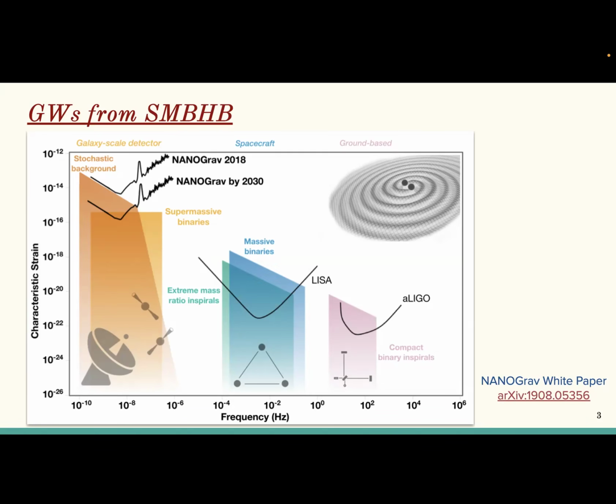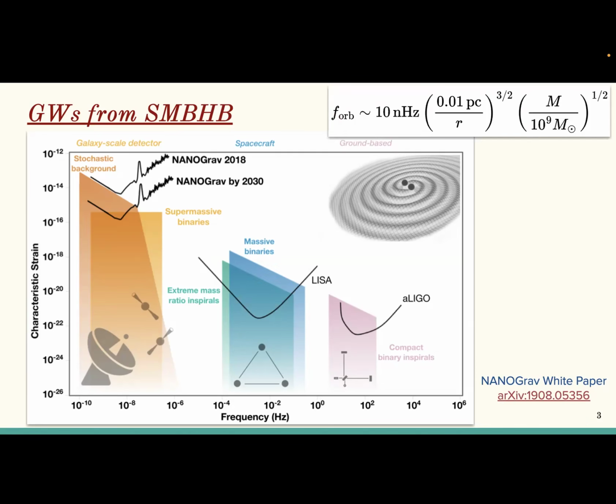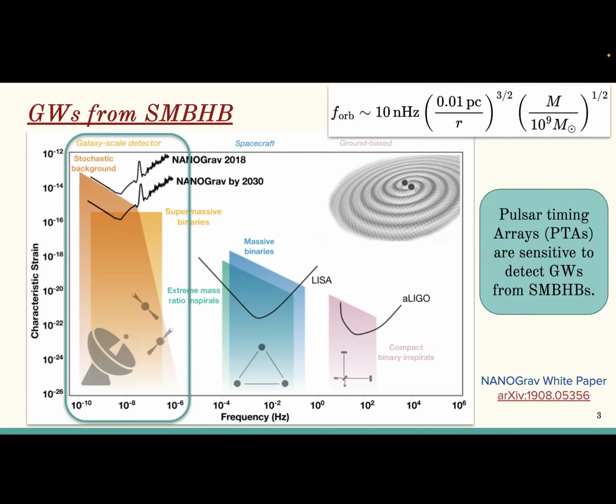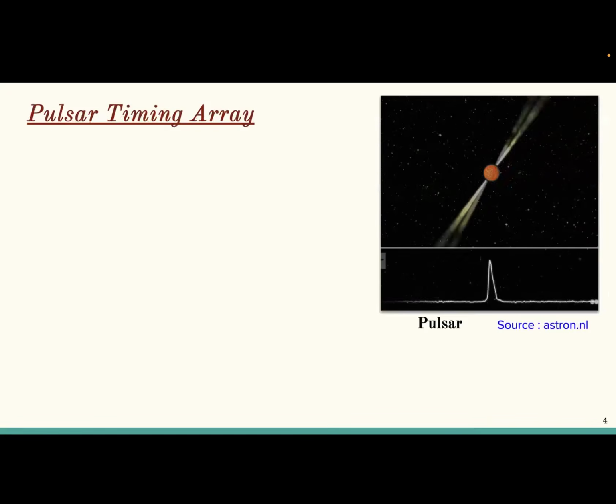Okay, but now in this spectrum, where do supermassive black hole binaries fall? If you do a very simple calculation, you can see that for typical subparsec separation supermassive black hole binaries, the emitted gravitational waves have frequencies around nanohertz. So in this range, we can use pulsar timing arrays to detect gravitational waves from supermassive black hole binaries. Okay, and as many of you may not be very familiar with PTAs, I will try to give a very brief introduction to PTAs, how they work.